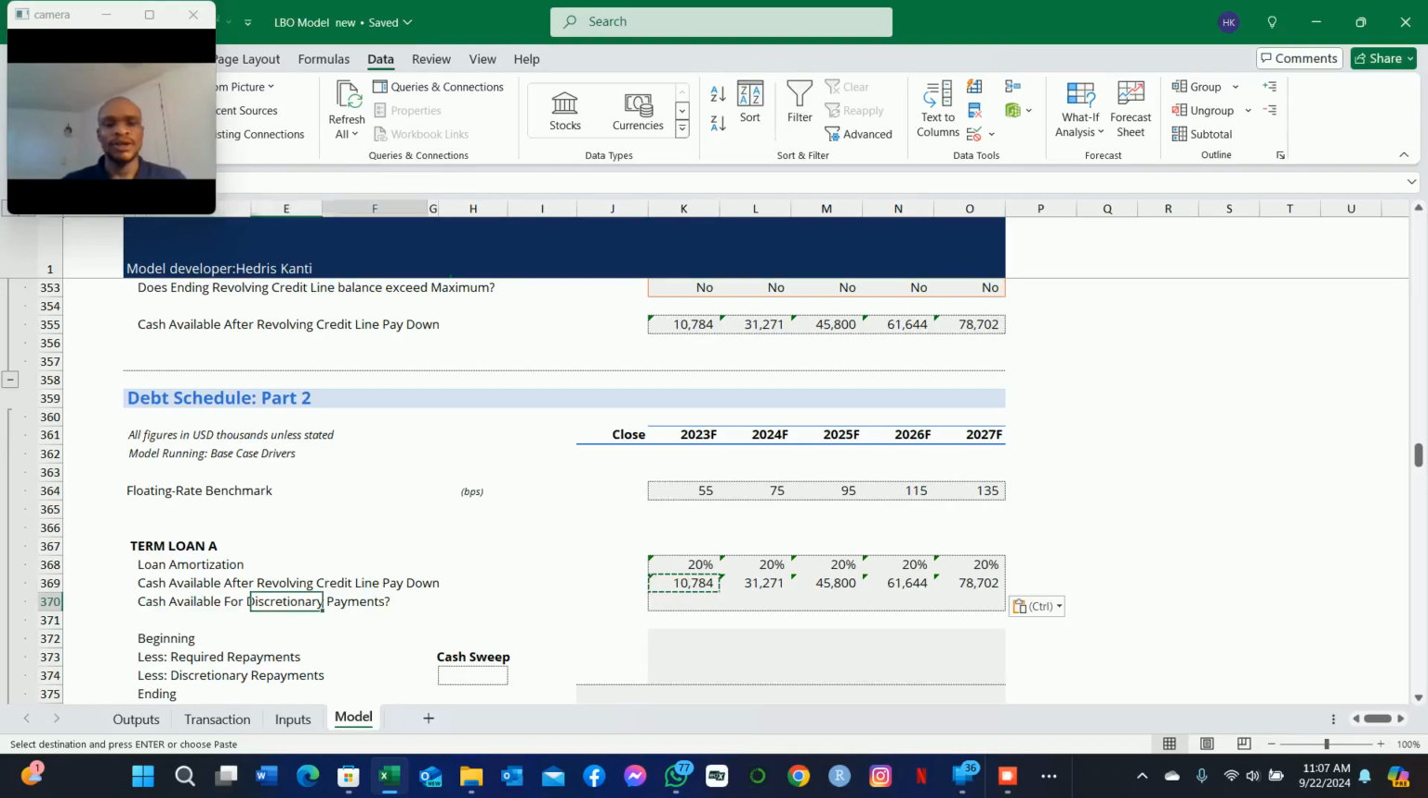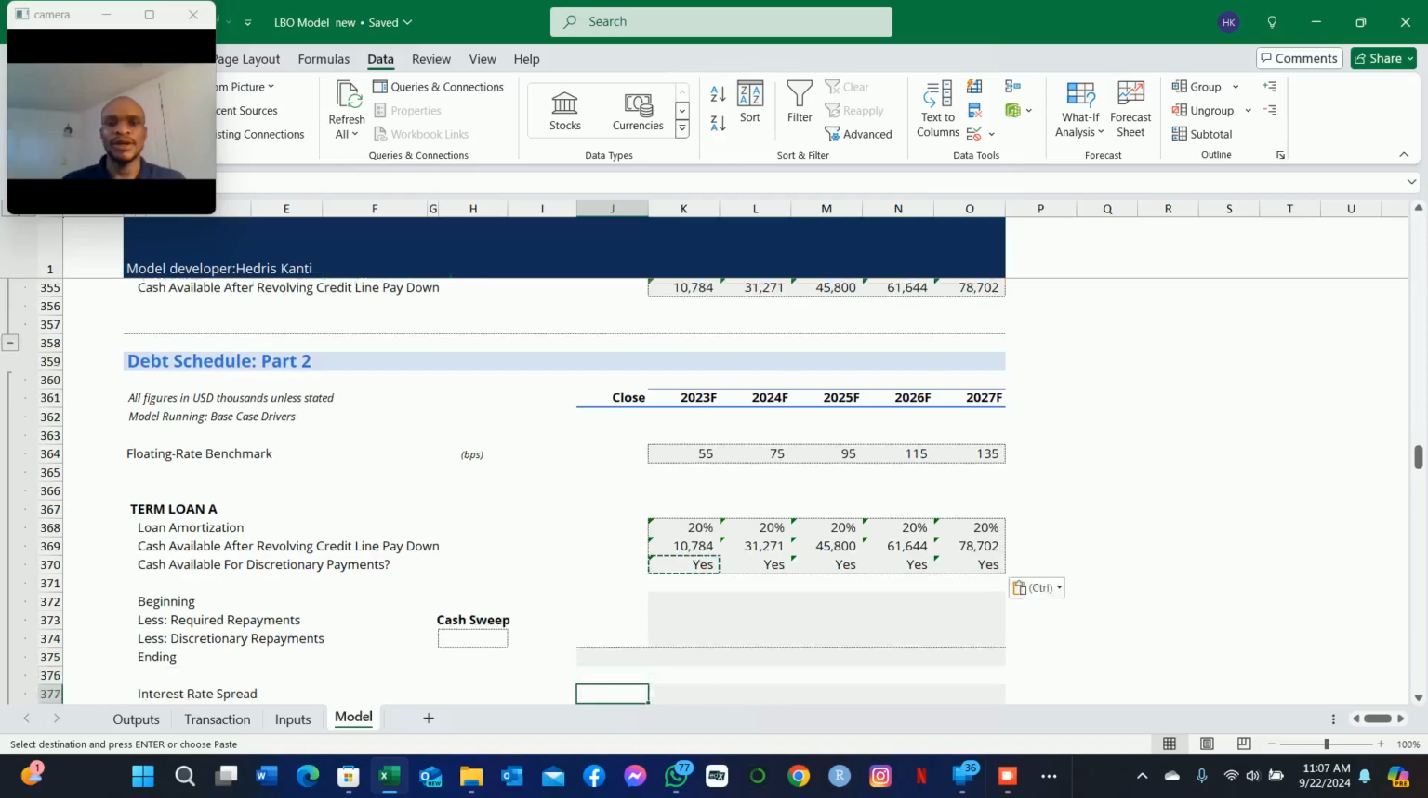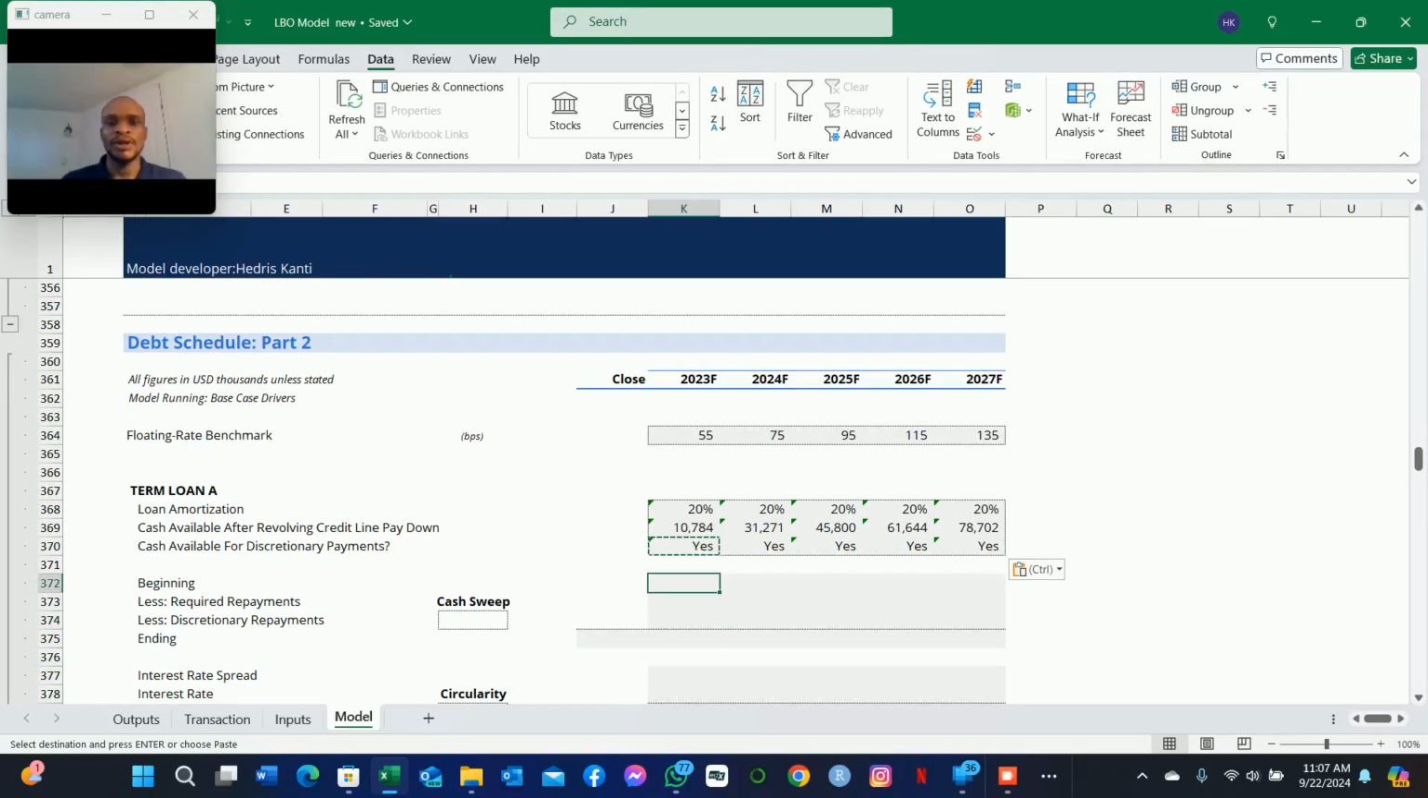And then for the cash available for discretionary repayment, it's going to be equal to, if the cash available to pay down debt is greater than 0, then give us a 1, otherwise give us a 0. So that's what we are saying. If there's any cash available, we are accounting for that cash to be used to pay down any cash sweep amount. So in this case, we have that set up there.